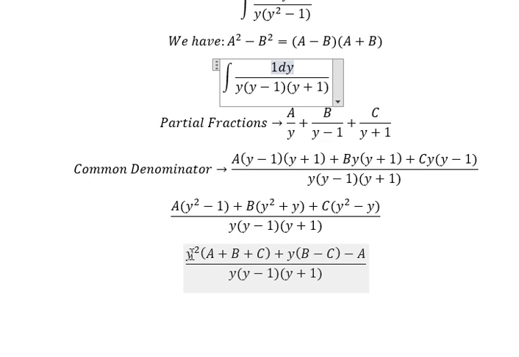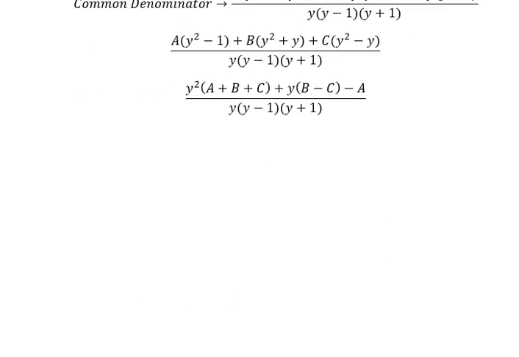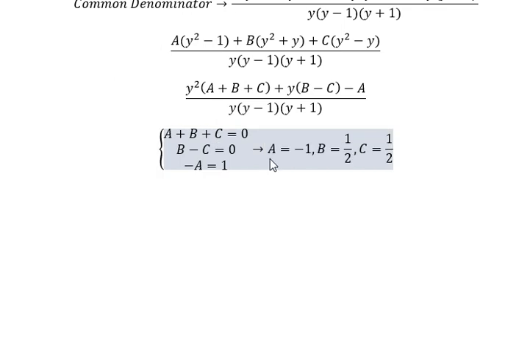We don't have y squared and y, so this one and this one equal number 0. And now we need to create the system of equations. Now we can find the solutions of A, B, C. And here is the answer of A, B, C.